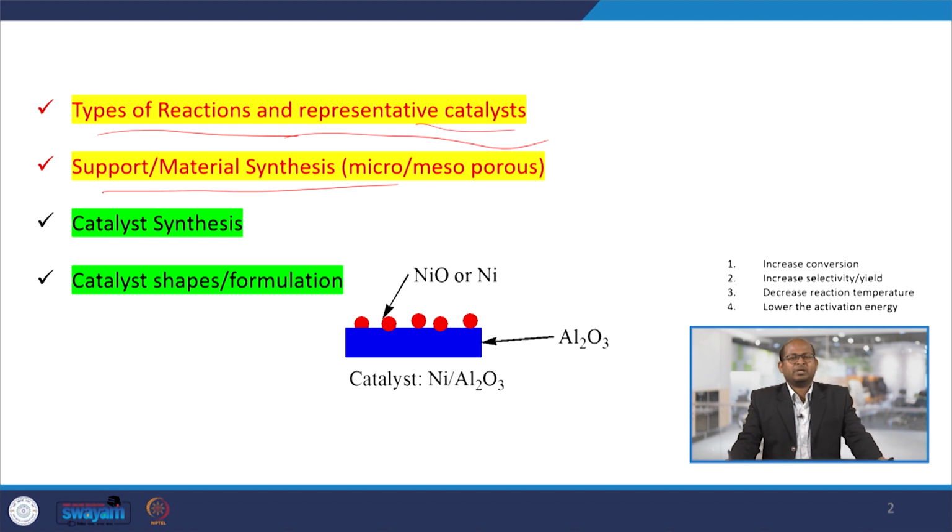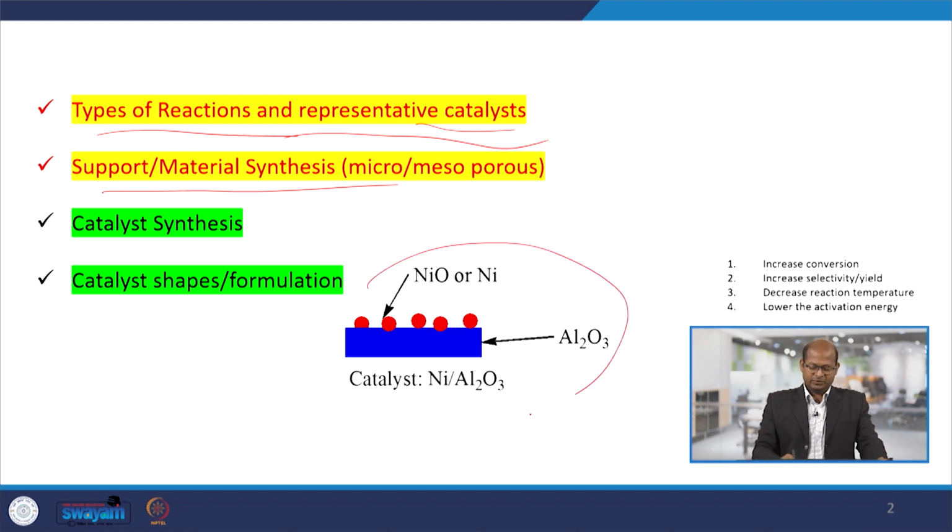Let us say we have a catalyst: a nickel oxide or alumina supported catalyst. So, here is a nickel alumina catalyst. Here nickel may be in the form of nickel oxide, or in the metallic state, that is zero oxidation state nickel. This way we can synthesize the catalyst depending upon our application, meaning the particular reaction we are going to use this catalyst for.